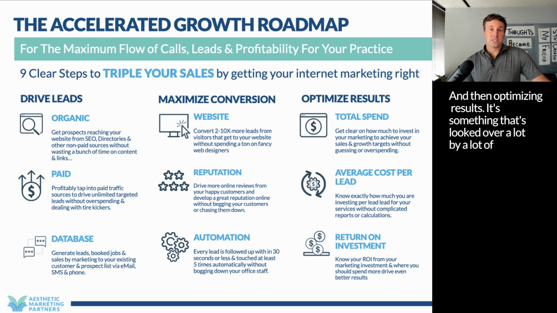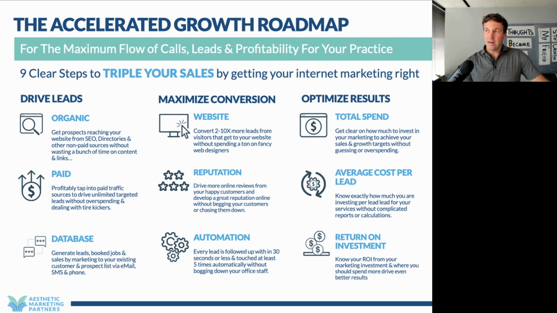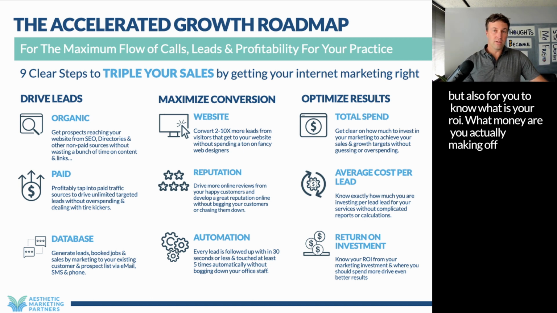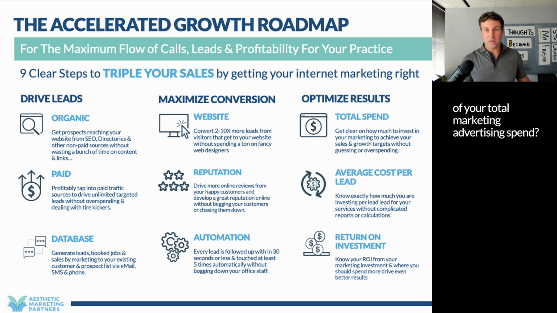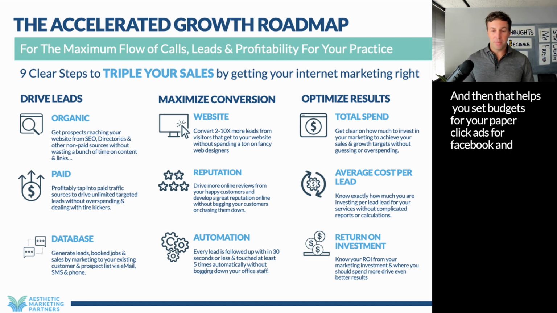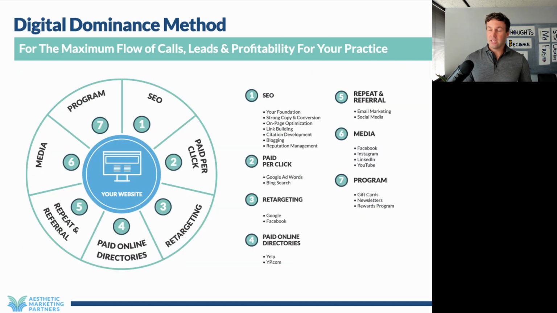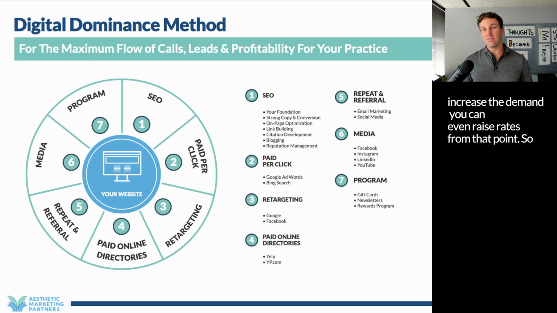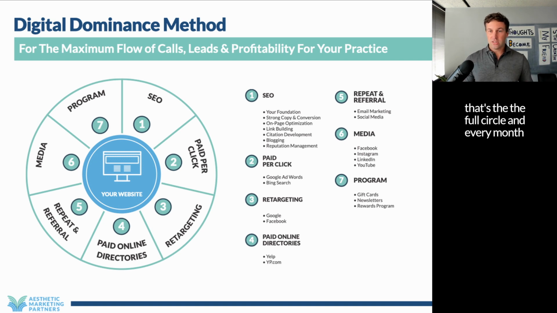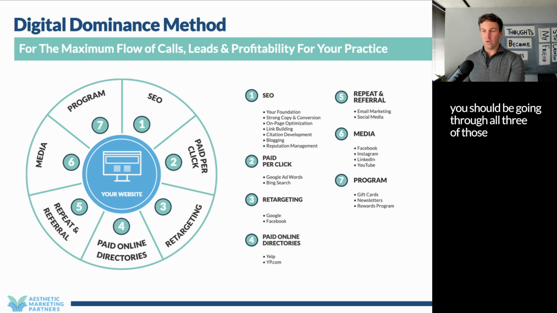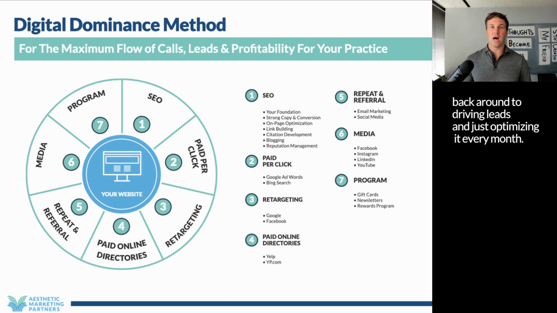And then optimizing results. It's something that's looked over a lot by a lot of practices that we've worked with over the years. And it's a very crucial part, not only to prove the worth that a company like mine provides, but also for you to know what is your ROI. What money are you actually making off of your total marketing advertising spend? And then that helps you set budgets for your pay-per-click ads, for Facebook and Instagram ads, and adjust your total spend. Ideally, if you can book your entire schedule, increase the demand, you can even raise rates from that point. So that's the full circle, and every month you should be going through all 3 of those, back around to driving leads and just optimizing it every month.